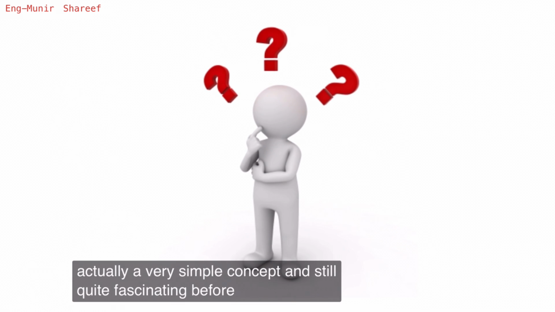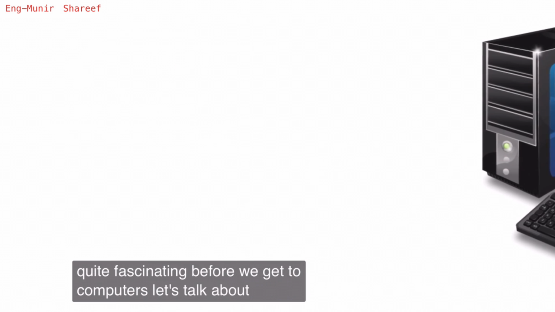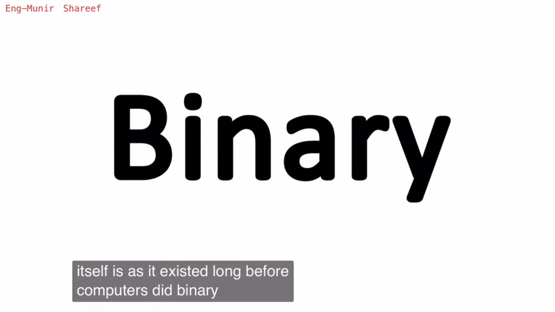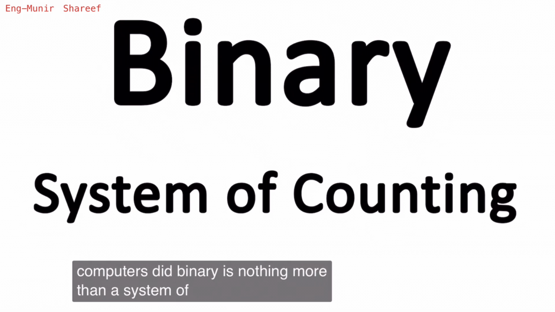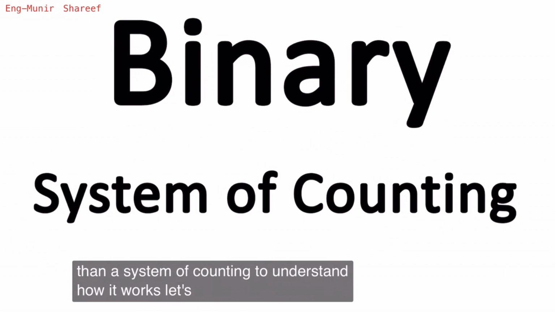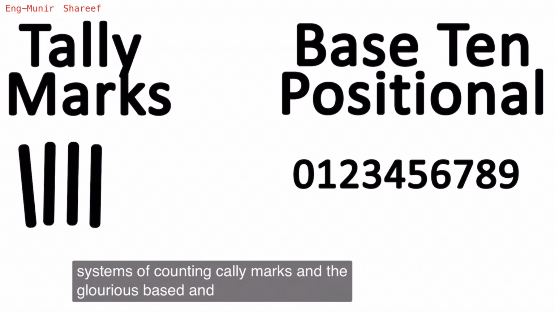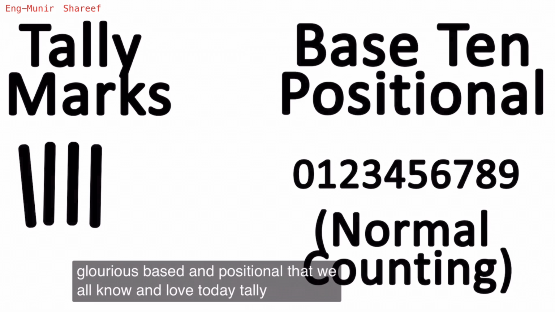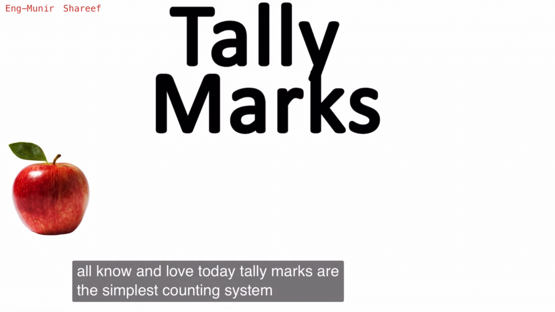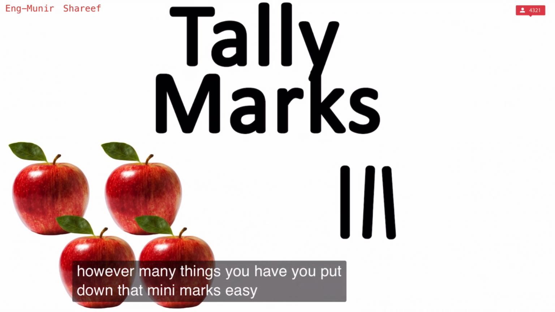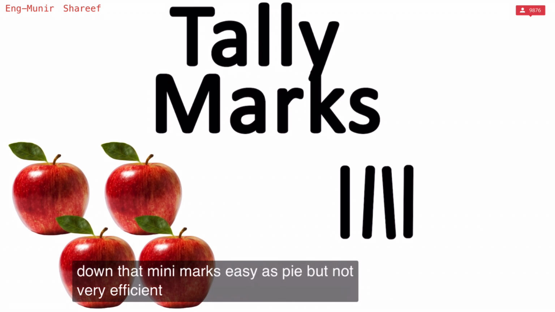Before we get to computers, let's talk about what binary itself is, as it existed long before computers did. Binary is nothing more than a system of counting. To understand how it works, let's look at two other systems of counting: tally marks and the glorious base 10 positional that we all know and love today. Tally marks are the simplest counting system imaginable. However many things you have, you put down that many marks, easy as pie, but not very efficient.